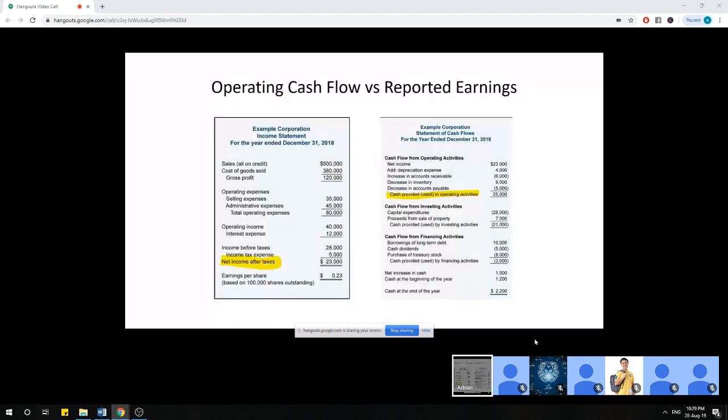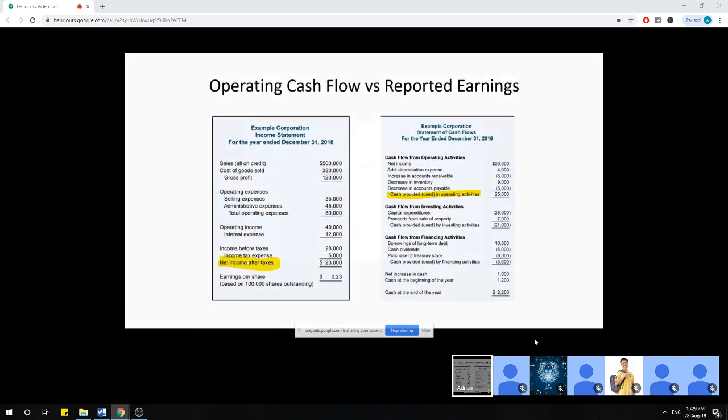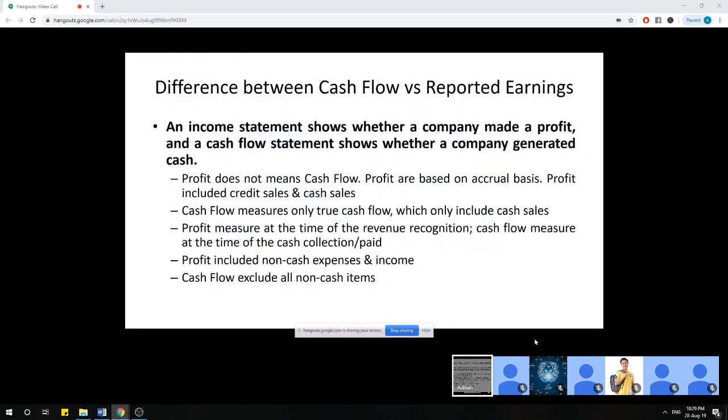So here I will ask you, what is the operating cash flow versus the reported earning? You can see this is the net income, and then the right hand side is the cash operating. Then the difference between cash flow and reported earning. An income statement shows whether a company made a profit, and a cash flow statement shows whether a company generated cash. Profit does not mean cash flow. Profit is based on accrual basis.